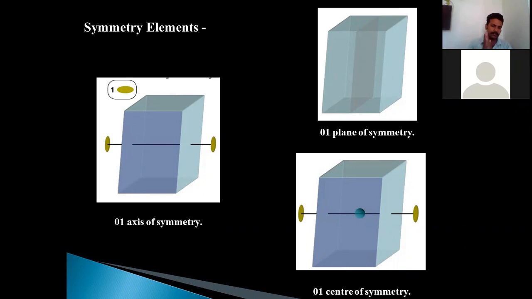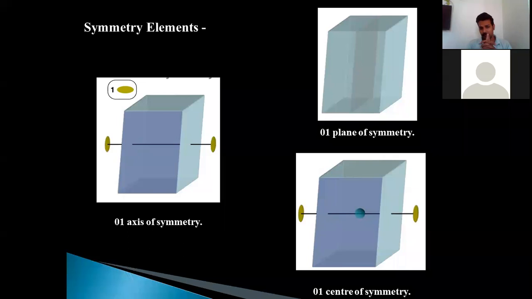Only one axis of symmetry is there under the crystals classified under the monoclinic system. Only one plane of symmetry is there. So there is only one plane along which if you bisect or cut the crystal, you will get equal halves. There is no other plane along which you will get equal halves. And of course, we have one center of symmetry, no doubt.